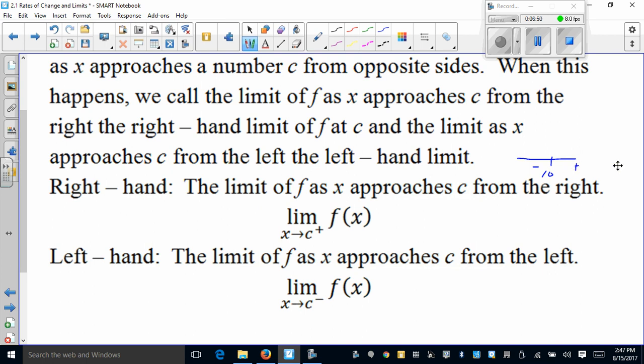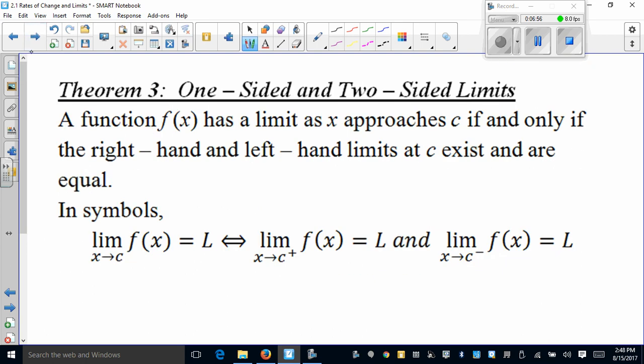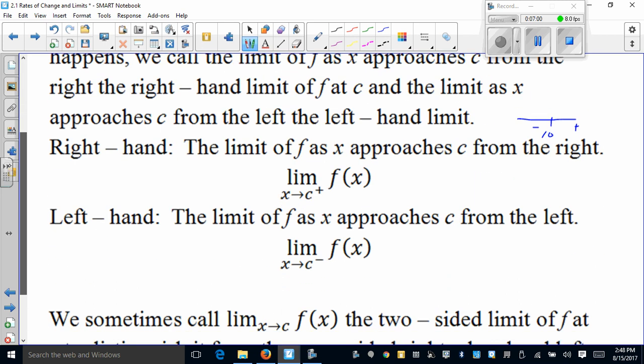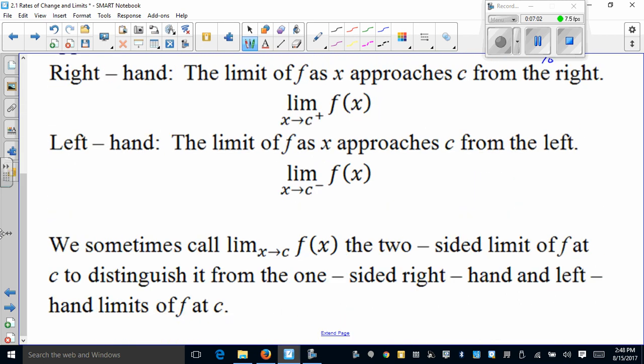I missed one little itty-bitty thing down here. We sometimes call the limit as x approaches c of f of x the two-sided limit of f at c, to distinguish it from the one-sided limits. In all honesty, here's a statement on that one. If it's a one-sided limit, we state it to be a one-sided limit. If we don't state it to be a one-sided limit, then it's a two-sided limit. I will not ever purposely go, oh, we're doing a two-sided limit here. No, that's not what's happening.